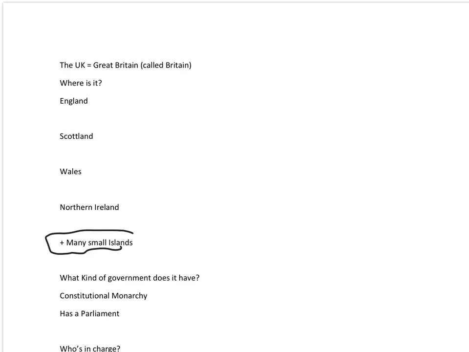I'm not sure how many, you can look it up, but there are many small islands. What kind of government does it have? It has what's called a constitutional monarchy. Monarchy means that it has a king or a queen who's in charge of Great Britain. That's right, Queen Elizabeth II. And it has a constitution, so it also has a parliament which makes the laws in the country.